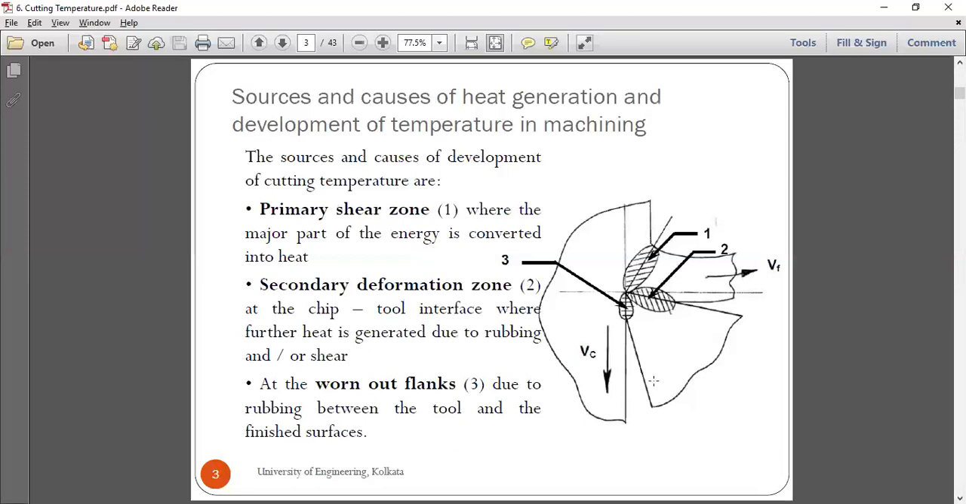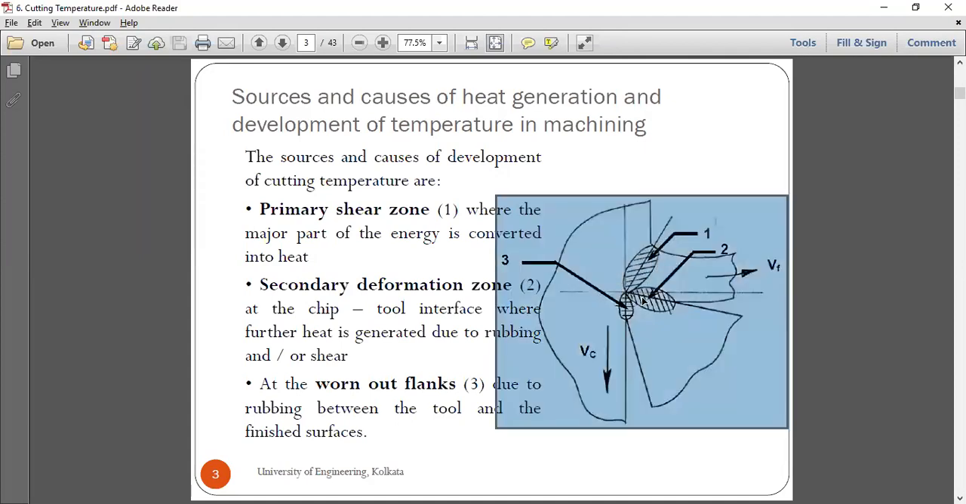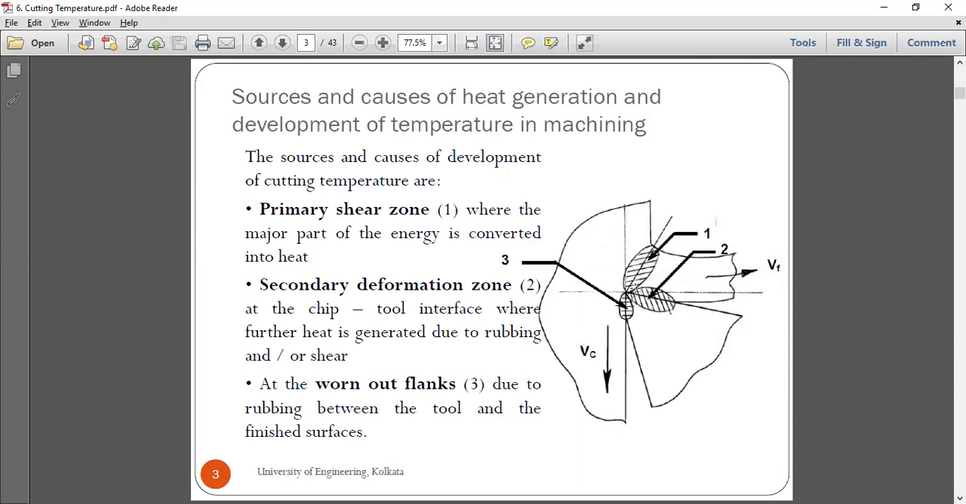Now if you look into this part wherein we have the workpiece and the tool interaction, there are three zones basically. This zone is called the primary shear zone. As we have already seen, there is a shear plane, and along the shear plane is the primary shear zone, where the major part of energy is converted into heat. Why is this major part converted into heat here? Because there is plastic deformation that takes place.